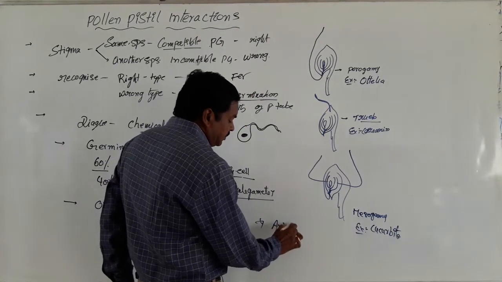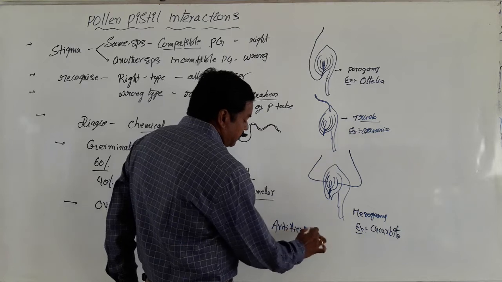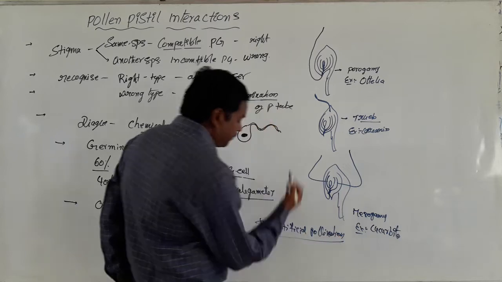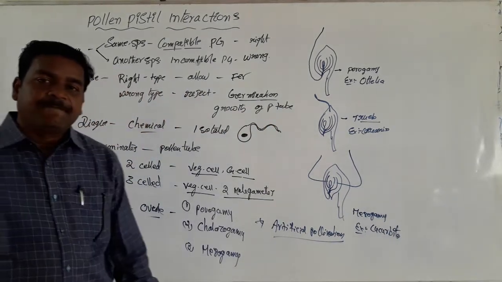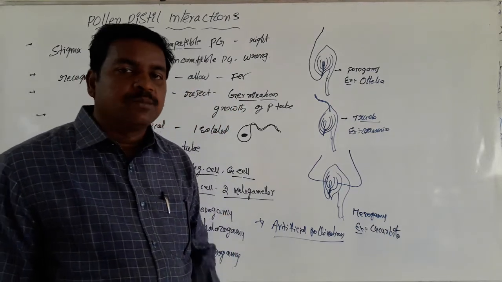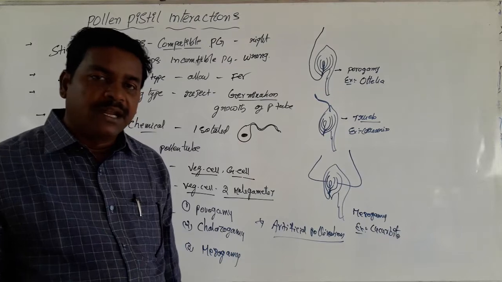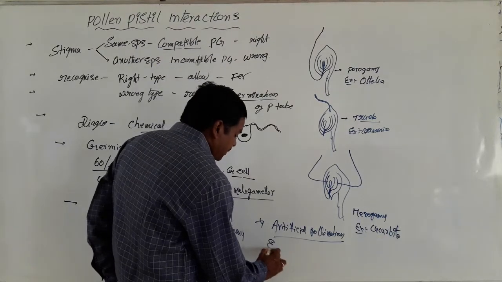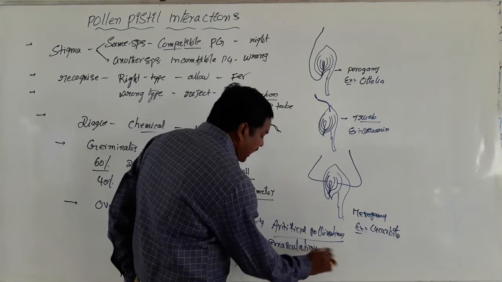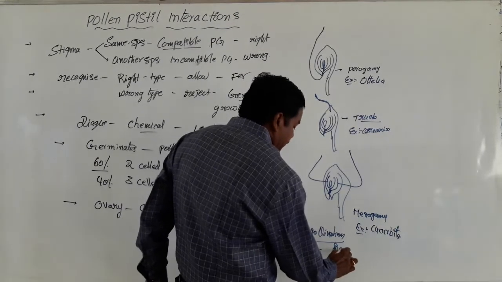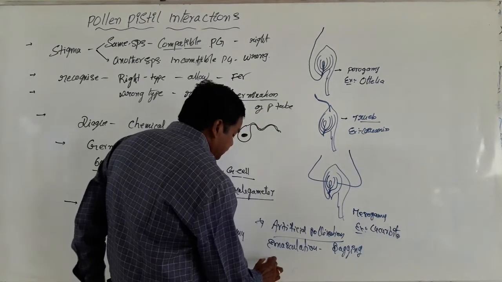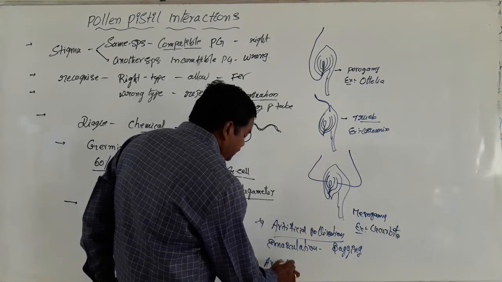Artificial cross pollination. In artificial cross pollination, there are some events in a plant breeding program conducted by any plant breeder. One is emasculation, and the second one is bagging. And the third one is artificial pollination.